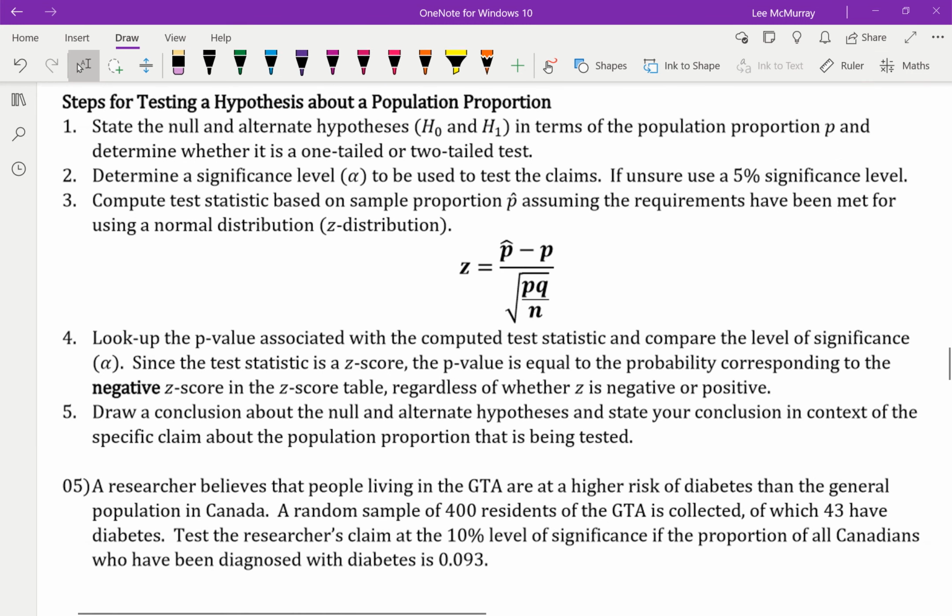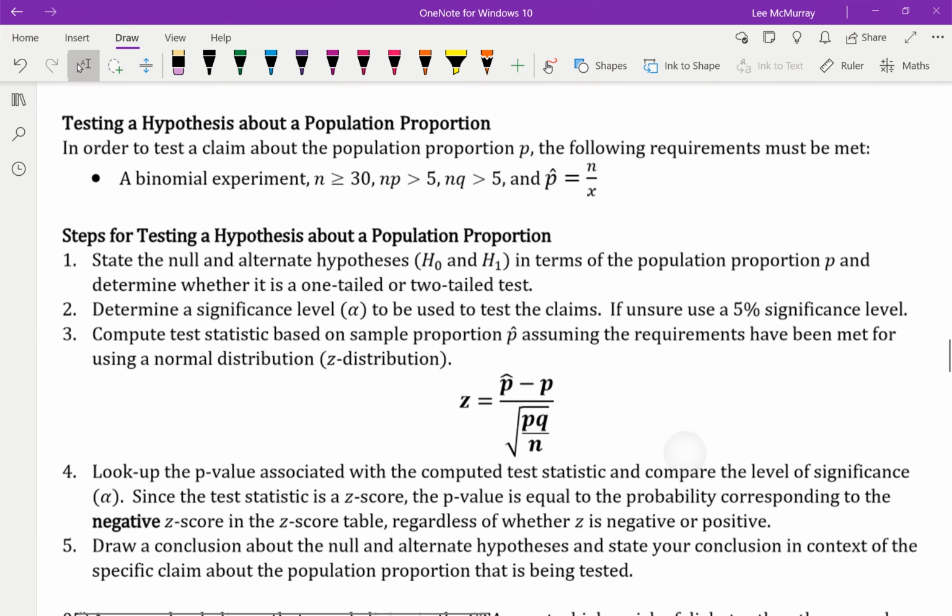All right, so for n over x, that should be x over n. I'll go fix that.